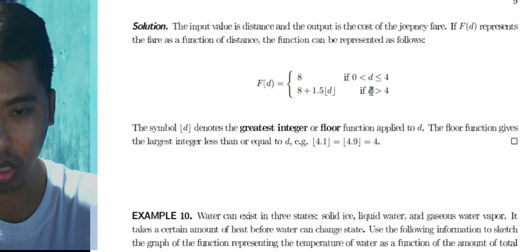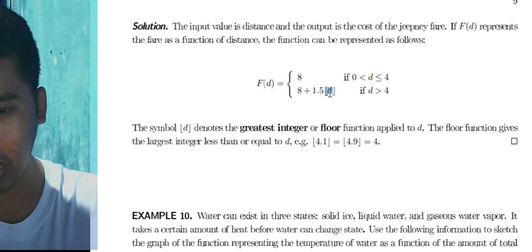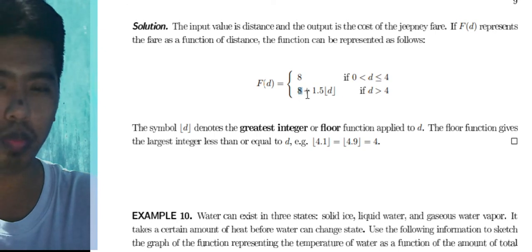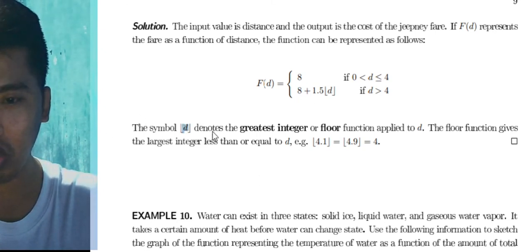Now for example, if your distance is 6, then the excess would be 2, and you multiply it by 1.5, so that would become 3, right? So 2 times 1.5 is 3, plus 8, then that would become 11. The symbol here denotes the greatest integer or floor function applied to d.